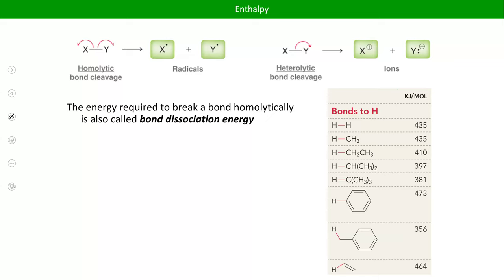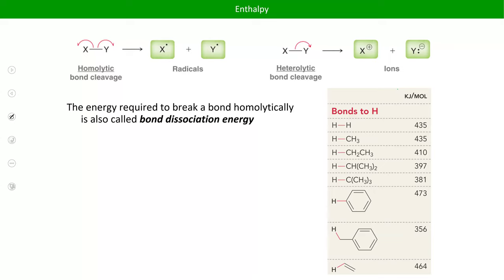Most bonds that actually break, especially in organic chemistry and in biochemistry, usually undergo heterolytic bond cleavage, because homolytic bond cleavage really only happens when you have the same atom on each side. If you have the same type of atom on both sides, then they have equal electronegativity, right? If they have the same electronegativity, where do you decide who gets what electrons? Each one gets one electron.